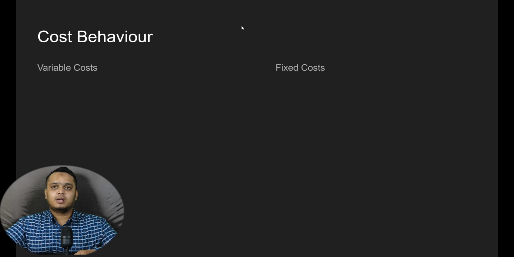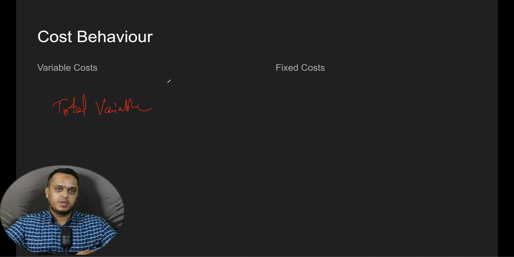Let's just move forward. Now comes cost behavior. Now what is cost behavior? Now variable cost, understand this. Variable cost is that cost which changes. Okay, sorry, the total variable cost is something which changes as the production changes.